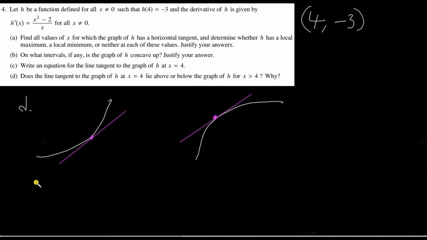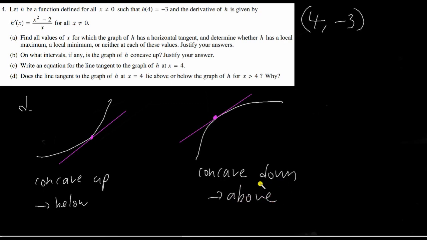So what we've determined here is if it's concave up, then the tangent line is below, and if it's concave down, then it's above. So in our case, we need to figure out whether h is concave up or concave down at x equals 4. Well, remember how we said that in part B, h is concave up for all x not equal to 0, right? So since h is always concave up, we're going to be in this section. So the tangent line is going to be below the graph.